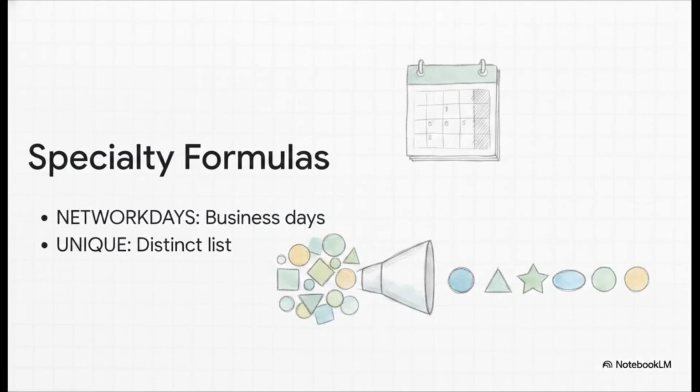Rounding out the arsenal, we have two really cool specialty formulas. NETWORKDAYS calculates the actual business working days between two dates, and get this, it even lets you factor in a custom holiday list, which is totally essential for things like supply chain logistics. Then there's UNIQUE. This is a dynamic array function that instantly extracts a distinct list from a super messy, duplicated column and automatically spills those clean, non-repeating results right into the empty cells below it.